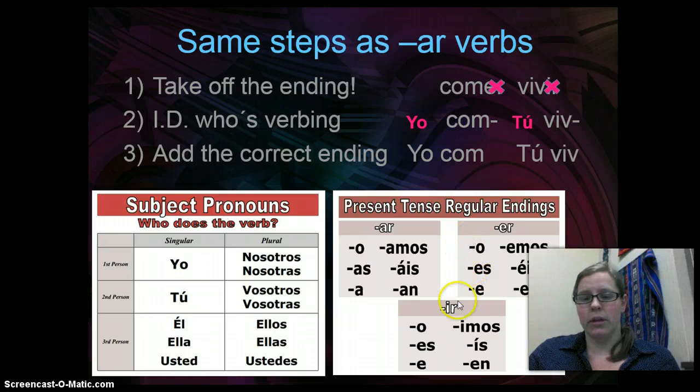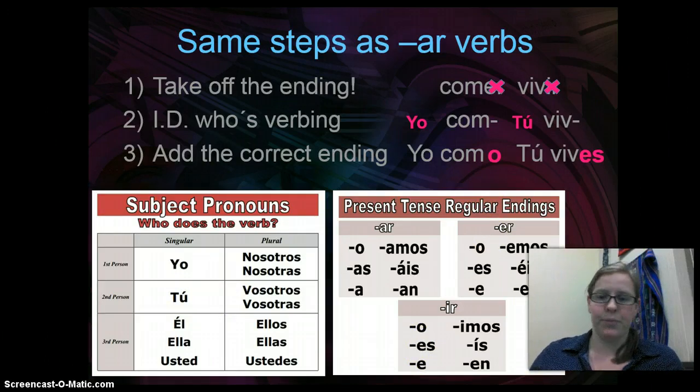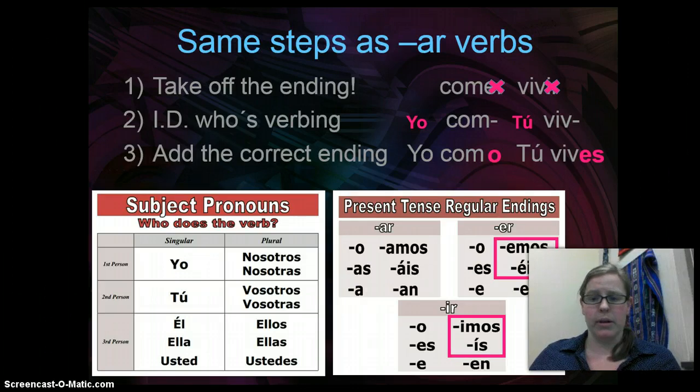And for tú, I'm going to go down to this box. That's where the tú lives, the second one on the left. It's going to be tú vives. Yo como, tú vives. I eat, you live. The ER and IR endings are really similar. The only difference we might see is right here, nosotros and vosotros. That's the only real difference. So you kind of have half the work to do. It's kind of like a BOGO, okay?